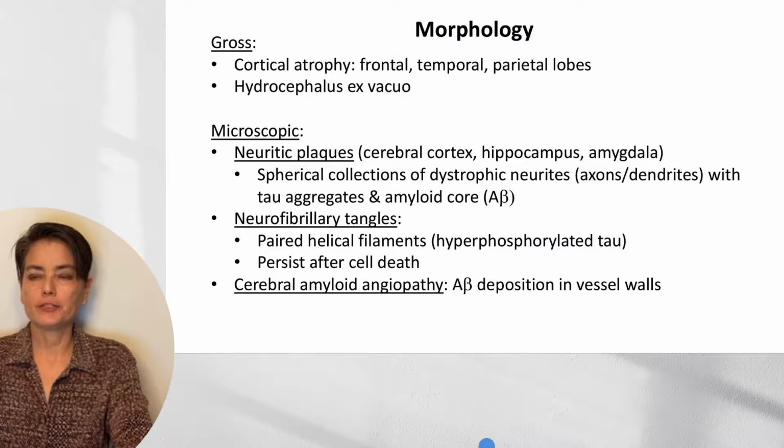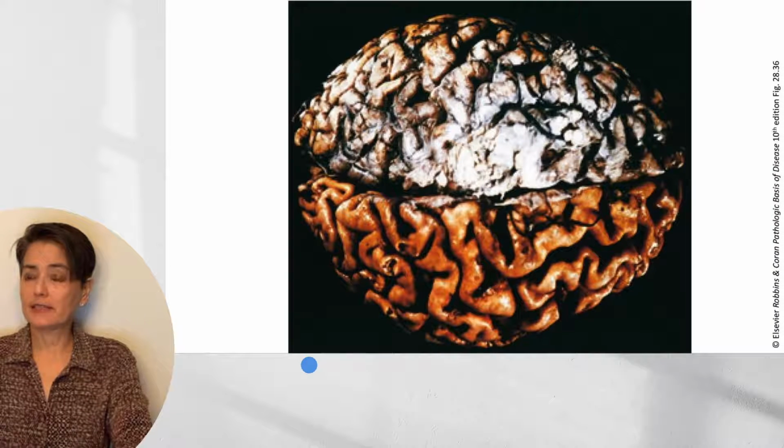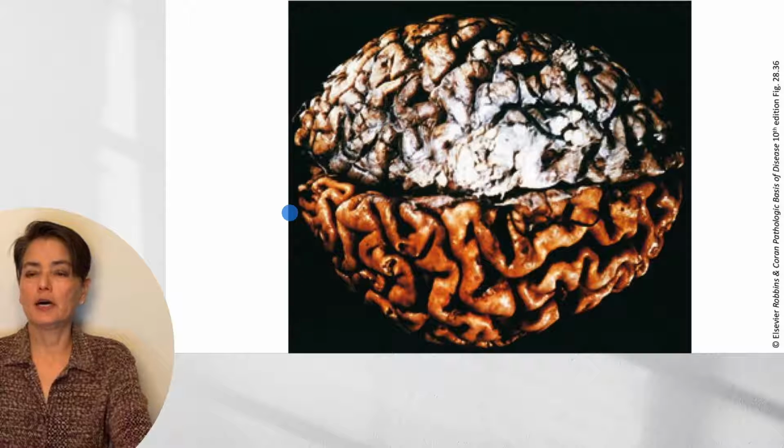risk of hemorrhage. Here you can see an example of a brain from a patient with Alzheimer's disease. The meninges are retained here, but here where they've been stripped, you can appreciate the narrowing of the gyri and the widening of the sulci.